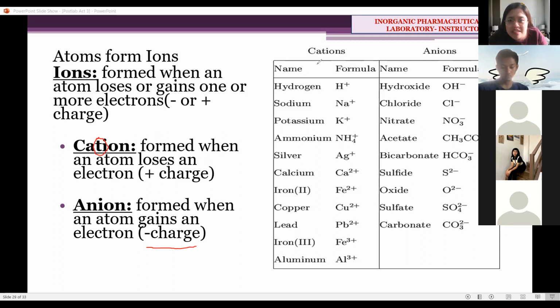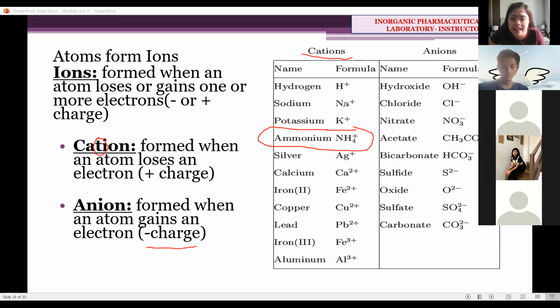So we have here examples of the cations. These are elements and polyatomic ions that are positively charged. We have hydrogen, sodium. Most of our metals are actually cations, mga positively charged na sila. But including the hydrogen, though it is not a metal. But anyway, like sodium, potassium, silver, calcium, they are all metals and they are positively charged, so they are cations. Nalang tayo nasagol diri ammonium, that's NH4+.